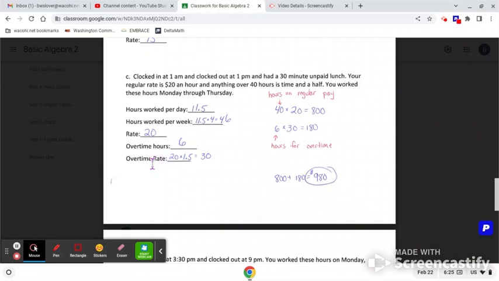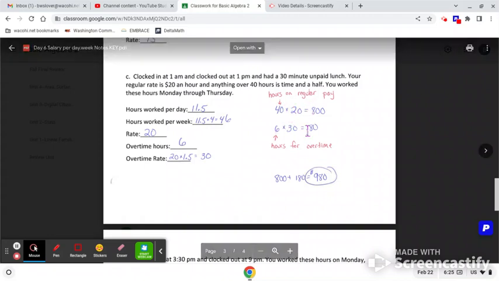My overtime rate says time and a half. And we've seen this several times. Time and a half is 1.5 times whatever your salary is. In this case, it's $20. So my overtime rate is $30 an hour.